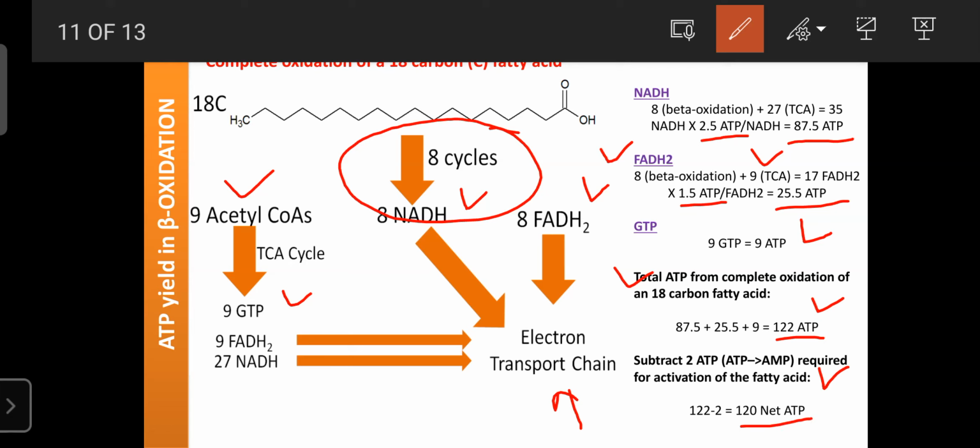of ATP from the fatty acid is 120 net ATP. So beta oxidation is an energy-rich pathway that yields approximately 120 ATP molecules from FADH2, NADH, the TCA cycle and GTP. So a total of 120 ATP is yielded.